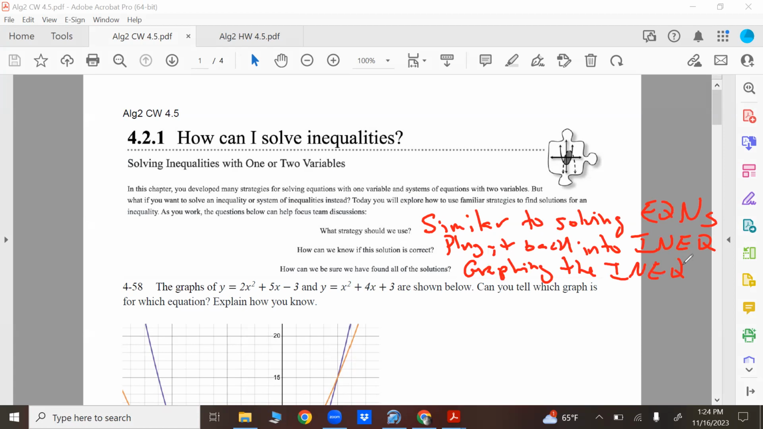So here we have two equations, right? We have y equals 2x squared plus 5x minus 3, y equals x squared plus 4x plus 3. What type of graphs are these? Both of these equations are parabolas. Totally, right. So can you tell which graph is which? Well, let's take a look. I think there's one obvious way you could tell.